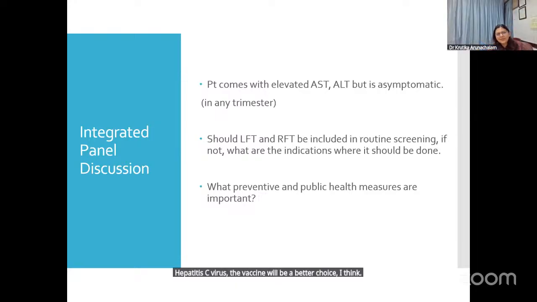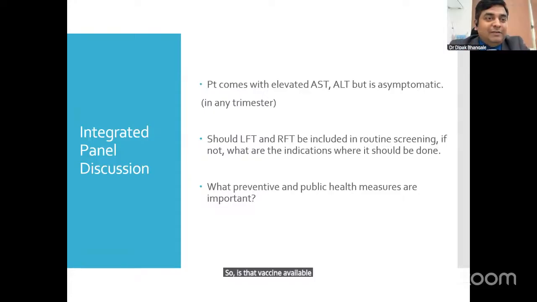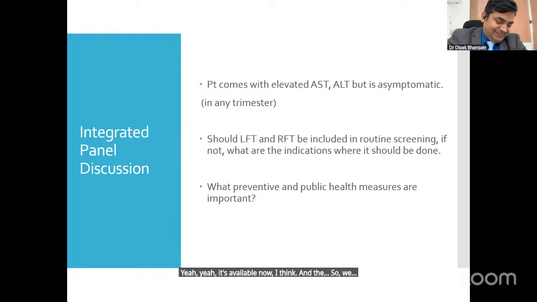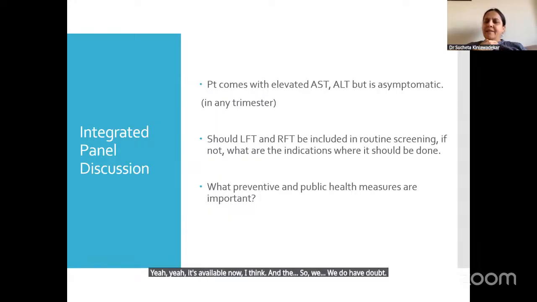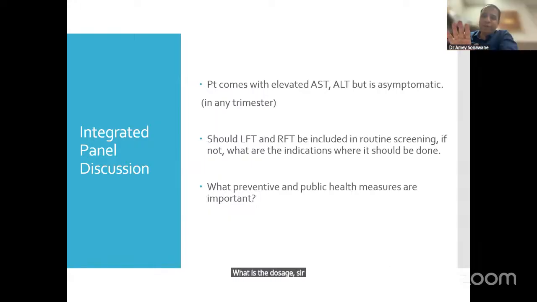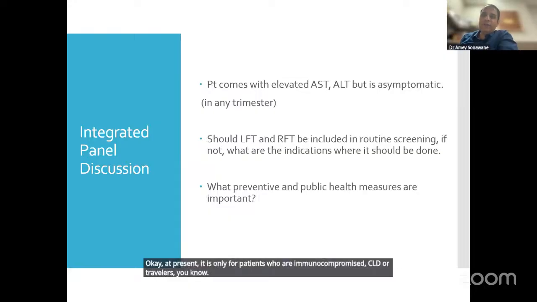Is that vaccine available here? Yeah, it's available now, I think. So we just released it around two months back. It's a Chinese vaccine, isn't it? We do have a doubt of it. At present, it is only for patients who are immunocompromised, CLD, or travelers who are traveling to endemic areas.